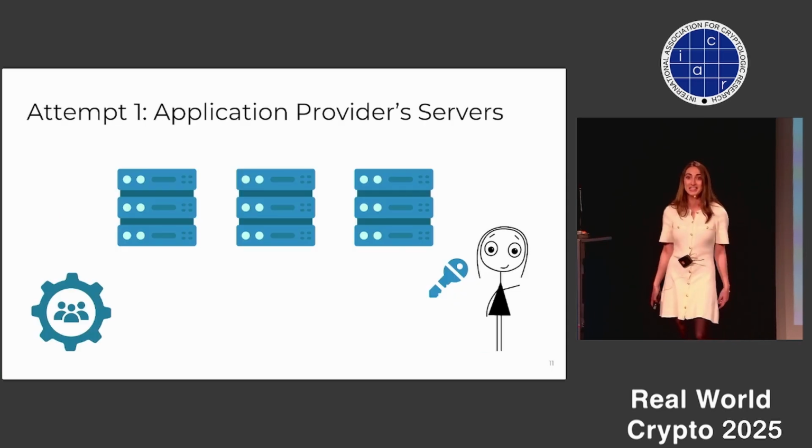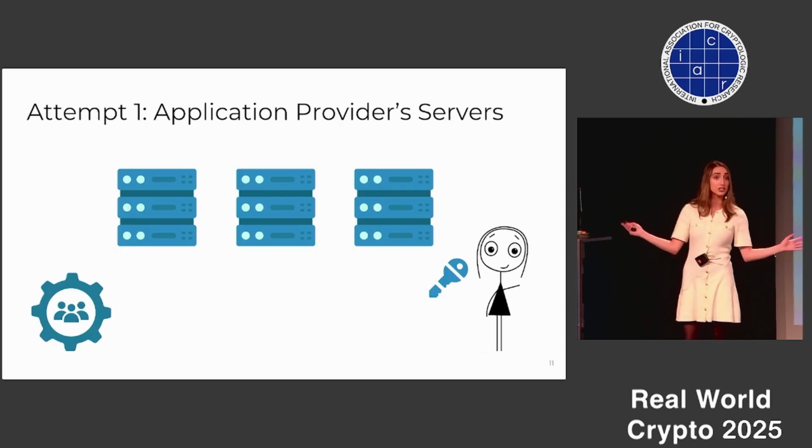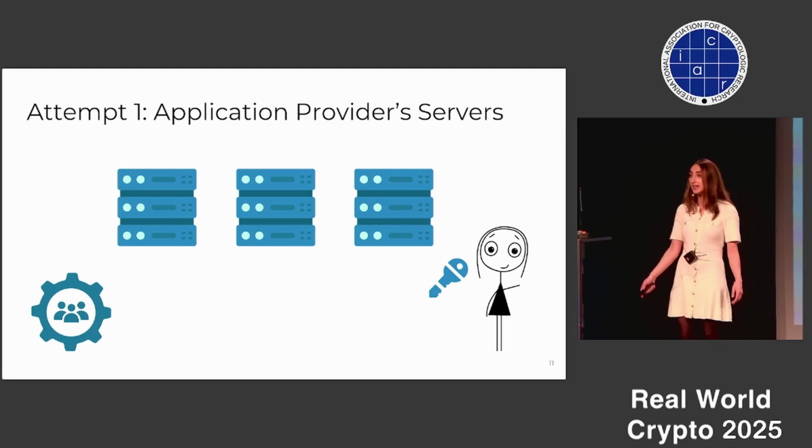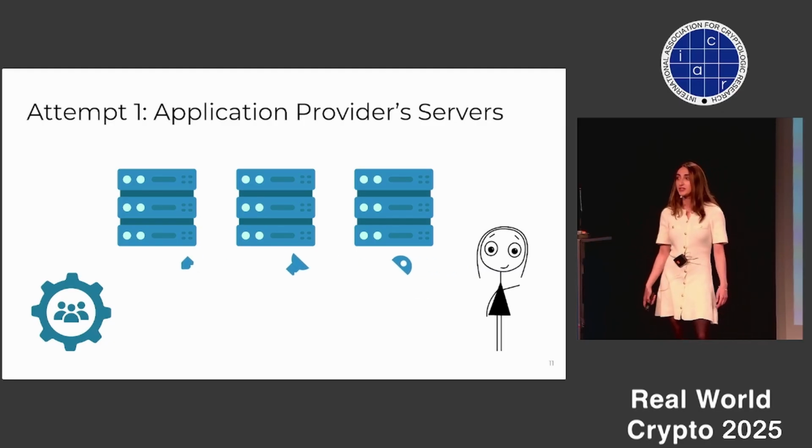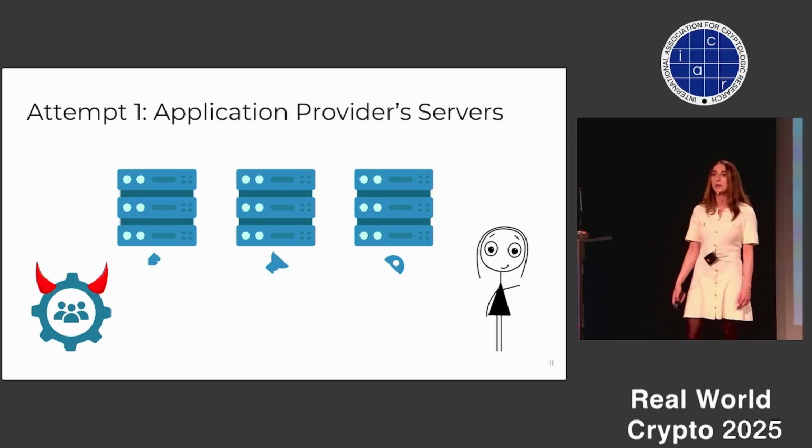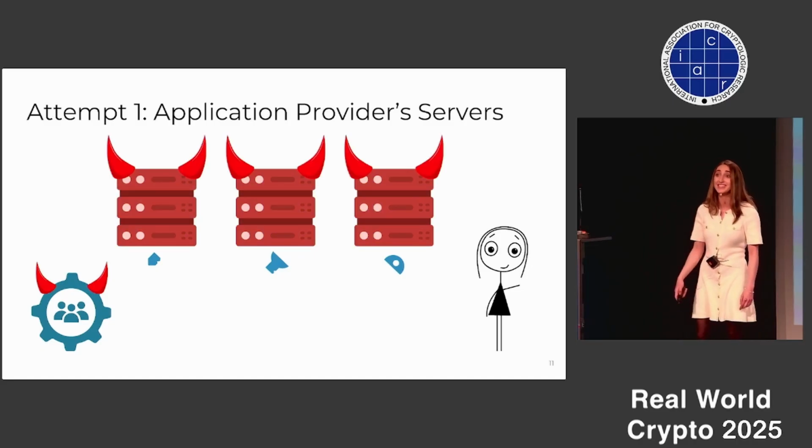So let's give this a shot. For our first attempt, we'll just have the application provider deploy N servers. Okay. And then Alice is going to share her secret and distribute it among them. But clearly, if the application provider is compromised, then so are all of the parties that it deployed.